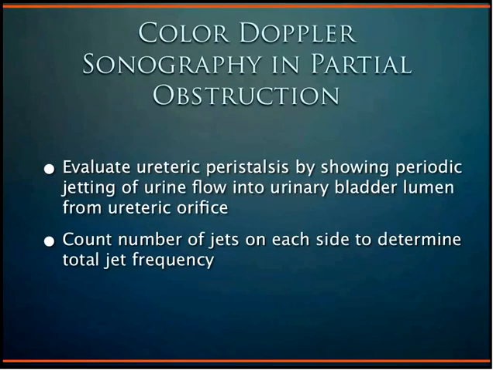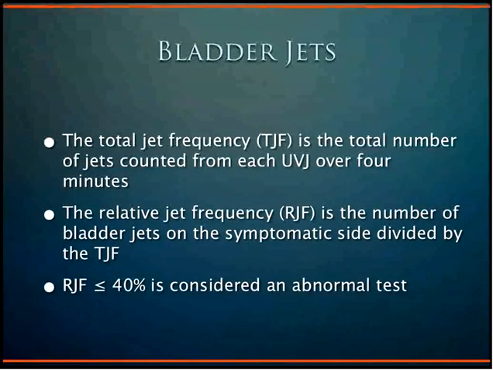Color Doppler can be used to evaluate for ureteric peristalsis by showing periodic jetting of urine flow into the urinary bladder lumen from the ureteric orifice. You count the number of jets on each side to determine the total jet frequency. So the total jet frequency is the total number of jets counted from each ureterovesical junction over a 4-minute period. The relative jet frequency is the number of bladder jets on the symptomatic side divided by the total jet frequency.